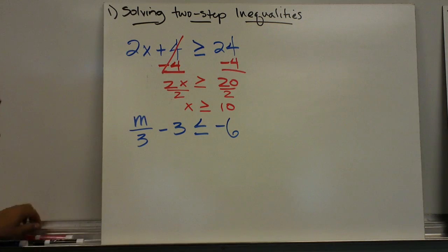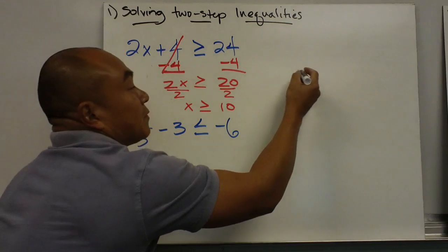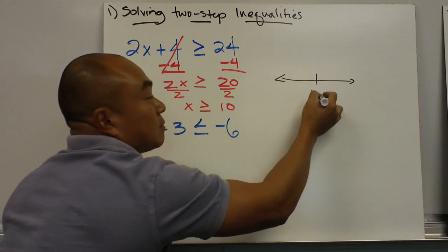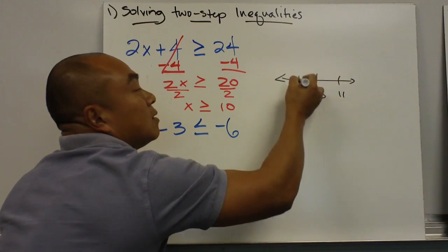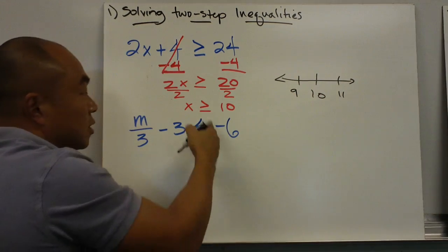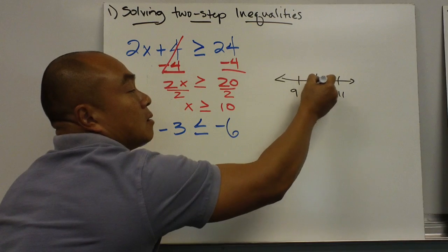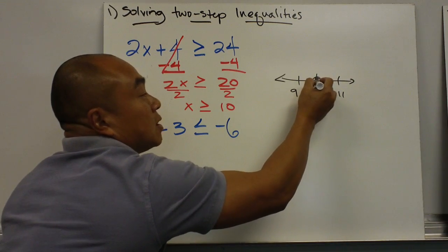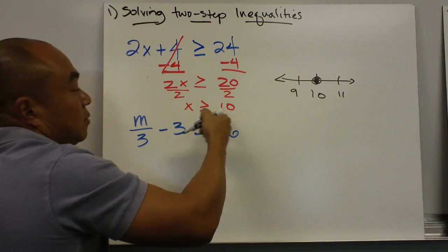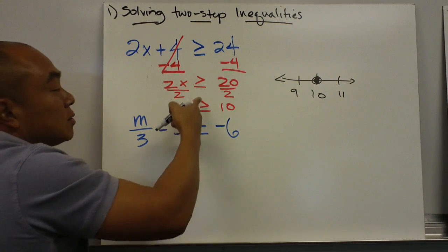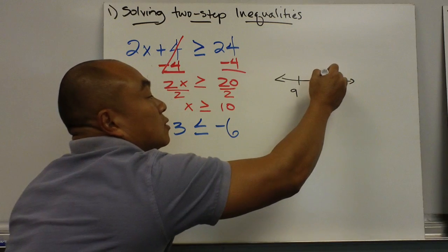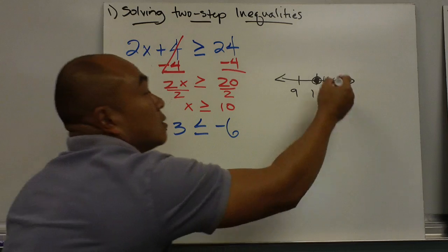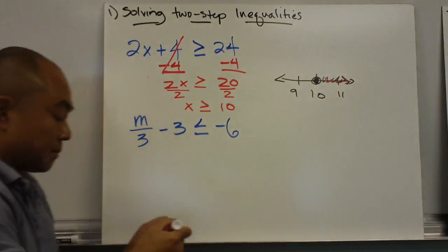Let's go ahead and graph that out. When we graph this out, just a very basic graph is fine. We have 10, 11, and 9. We're going to graph the dot right on 10. Because it is equal to, you're going to shade it in. It's a solid dot. And then because you're looking at the answers that are going to be bigger than 10, you're going to go that way.